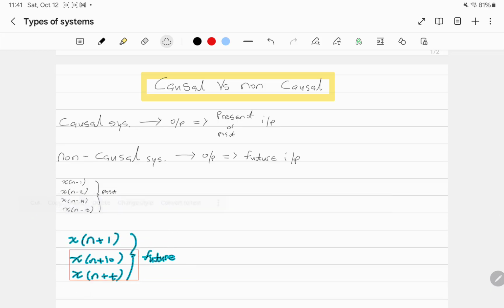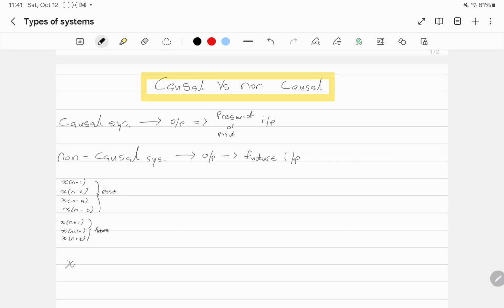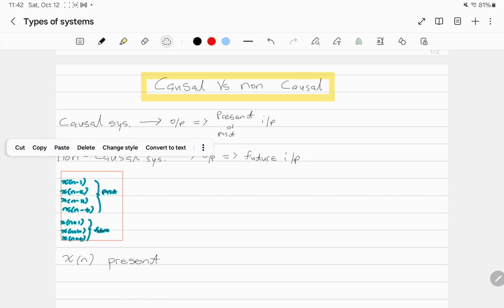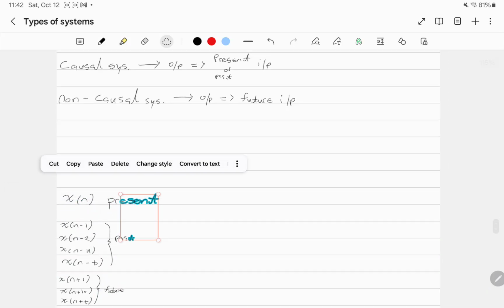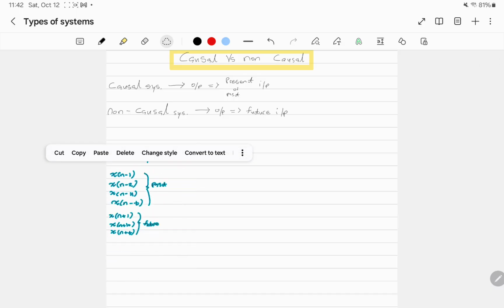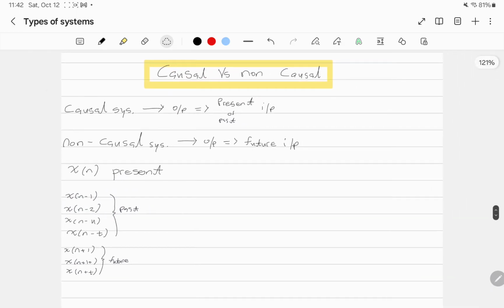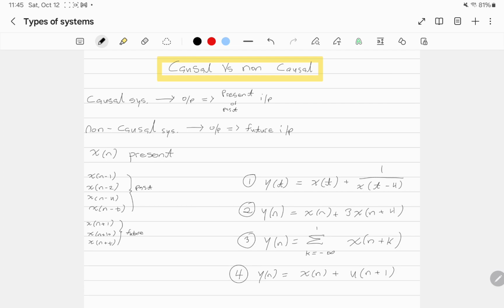And if you have something like x of n, that is the present. That would be a good example of the present. I definitely recommend watching the video before, because it explains it a lot better on how to identify it. Okay. So I just wrote these examples so I don't have to waste time in the video.